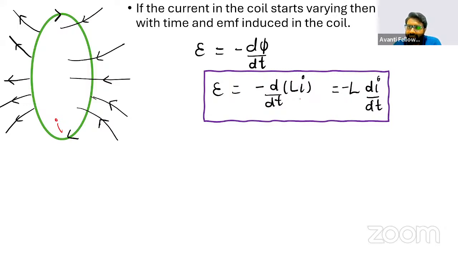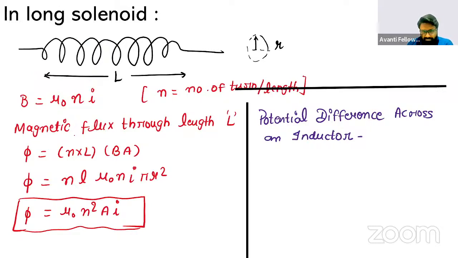L is constant for an individual coil. Minus L di by dt. So this is self induction, for self inductance. ठीक है, माइनस एल इंटू डी आई बाई डी टी. ये आपको याद रखना है.